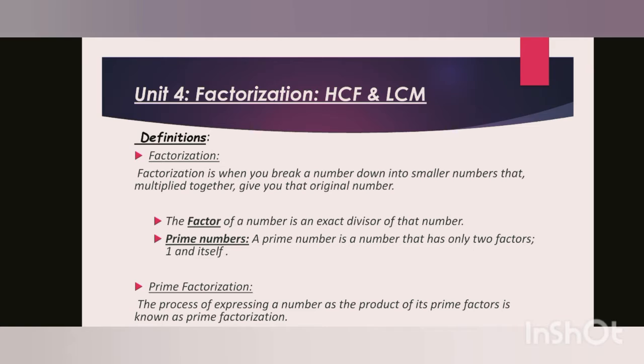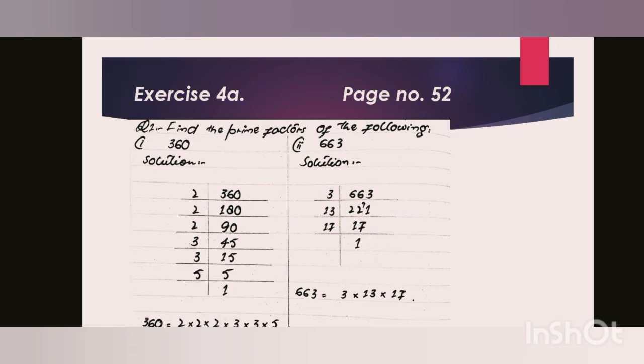Now see the definition of prime factorization. The process of expressing a number as the product of its prime factors is known as prime factorization, or as the name suggests, factors of a number which are prime. So prime factorization means writing a number as a product of its prime factors. Now we can start the exercise. It's on page number 52. See question number 1. Find the prime factors of the following.